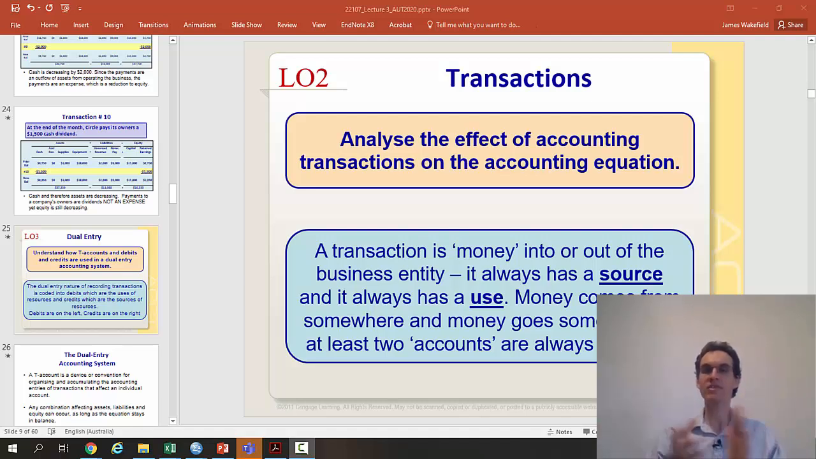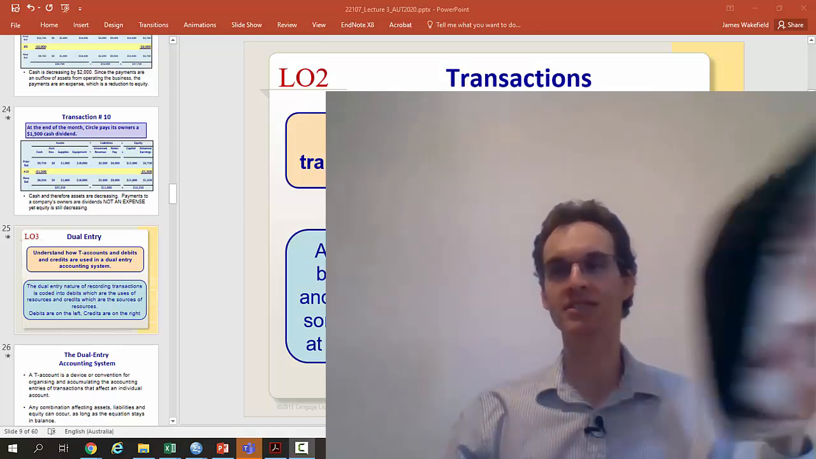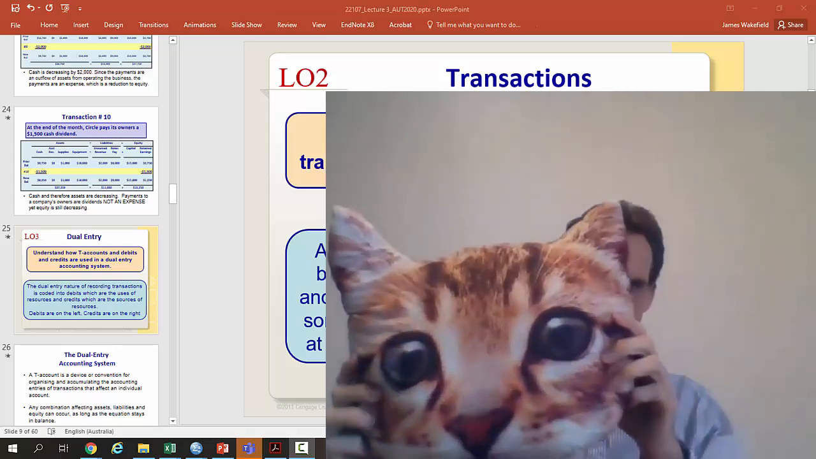So every single transaction has a source and it always has a use. So for example, if I purchase this pillow, it's a pillow with a cat head.